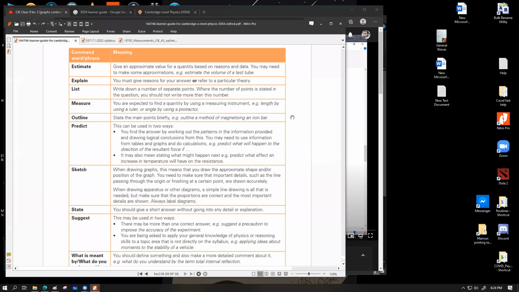Ideally not. Outline is most commonly used for mentioning the steps of a certain experiment that you are supposed to do. For example, outline the method of magnetizing an iron bar. They might also tell you to outline the steps to draw the magnetic field around a bar magnet, or outline the steps to calibrate a thermometer. So outline usually refers to the sequential steps to carry out an experiment. Okay, I understood. Anything else?